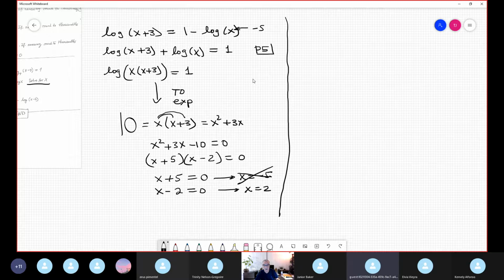Only positive. So I need to prove somehow that the logarithm of 2 plus 3 should be equal to 1 minus logarithm of 2. This is the proof. Question mark. I claim that. 2 plus 3 is 5.